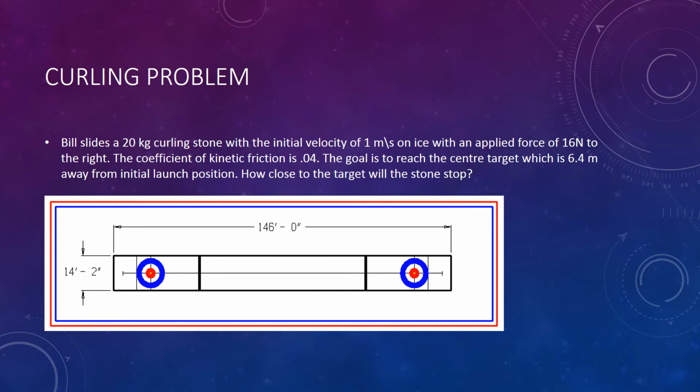Now that we know a bit about why a curling stone curls on ice, we can apply this knowledge to this problem. So, Bill slides a 20 kg curling stone with the initial velocity of 1 meter per second on ice with an applied force of 16 newtons to the right. The coefficient of kinetic friction is 0.04. The goal is to reach the center target, which is 6.4 meters away from the initial launch position. How close to the target will the stone stop?